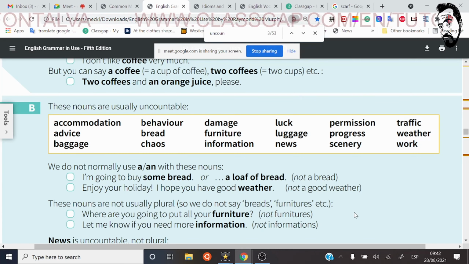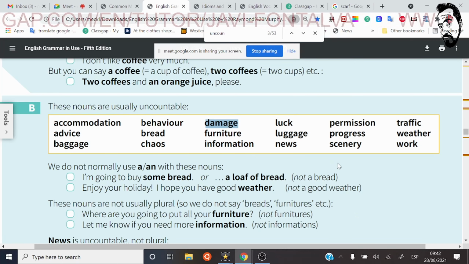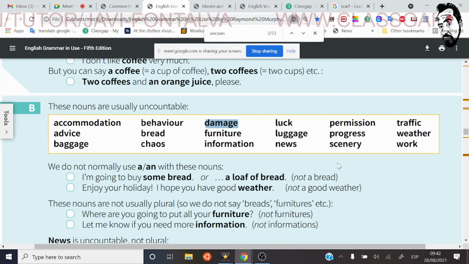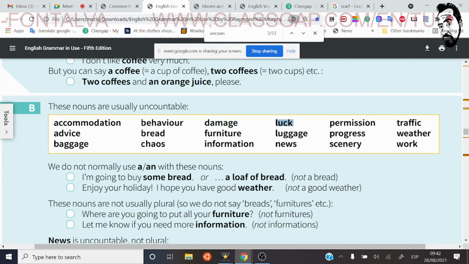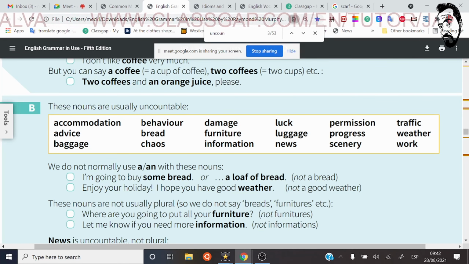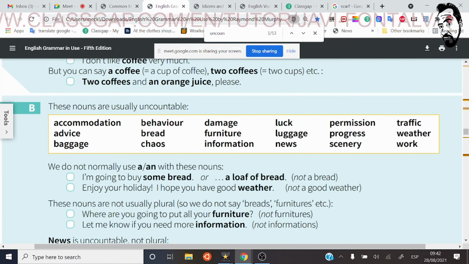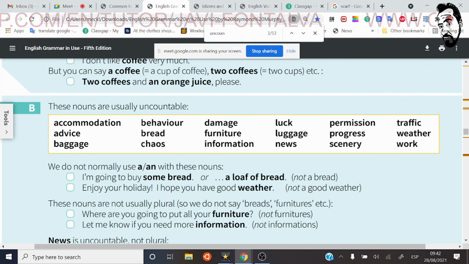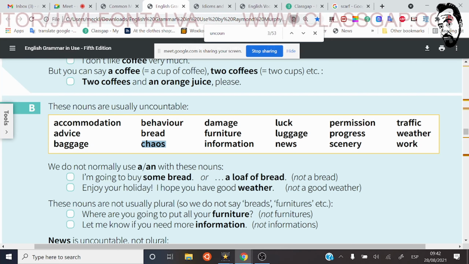Damage. Daño. Lack. Luggage. Progress, weather, furniture, bread, advice, baggage, chaos. Chaos is chaos. Okay. Yes, chaos. News.